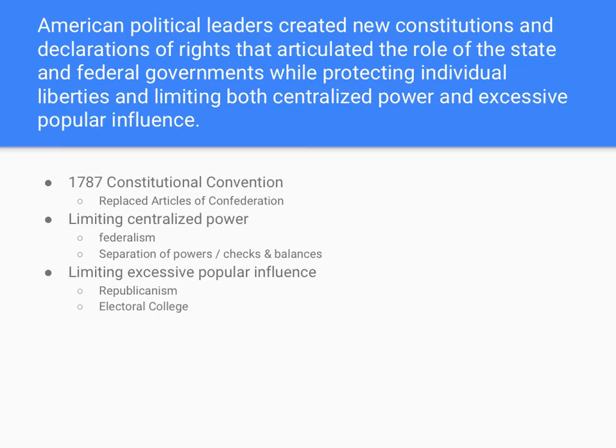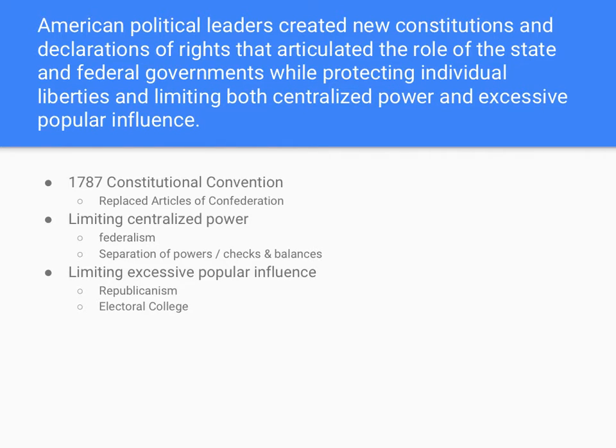So federalism is that balance of power between the state and federal government. The fact that the federal government has some powers, but then some powers are also left to the states. And so that was a way to create a stronger federal government, but still maintain some powers for the states. Another way of limiting centralized power was by separating the powers into three branches. The separation of powers created our three branches: executive, legislative, and judicial.